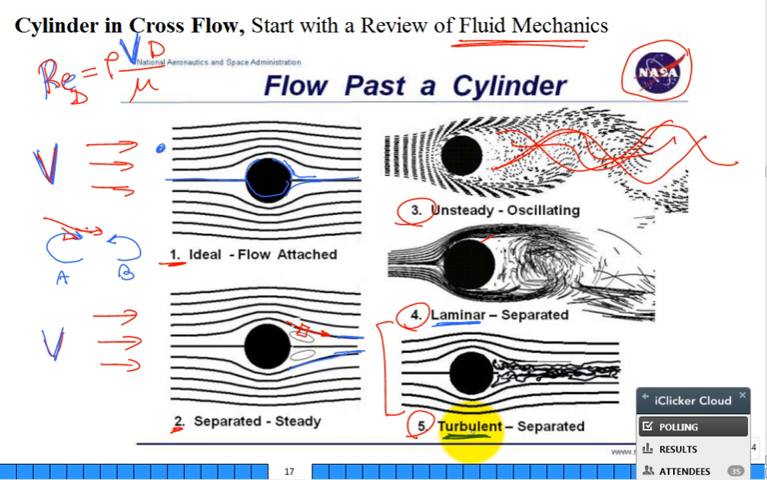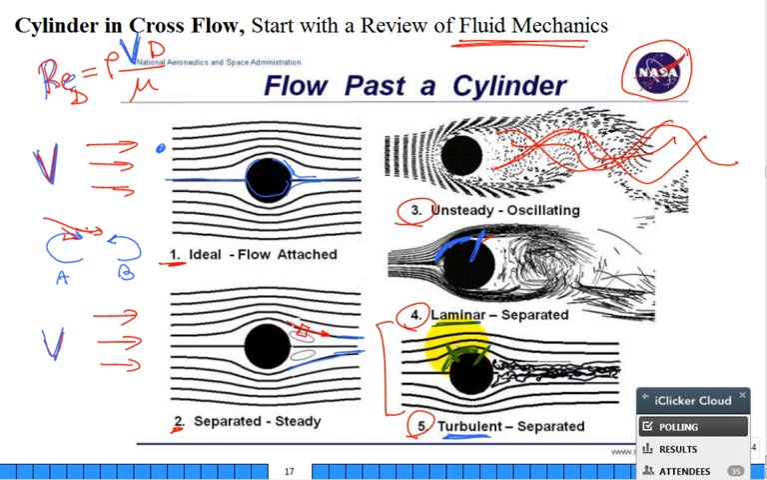Not the wake. The wake is turbulent in both cases. It's right before the separation. Before the separation, this region of the flow is laminar. Then you get the separation. If it's turbulent before, let's say it turns turbulent right in here, then this whole section's turbulent, and that delays separation. You get a smaller wake.